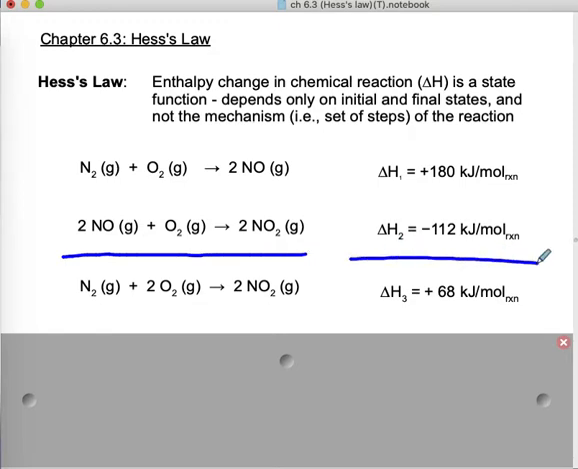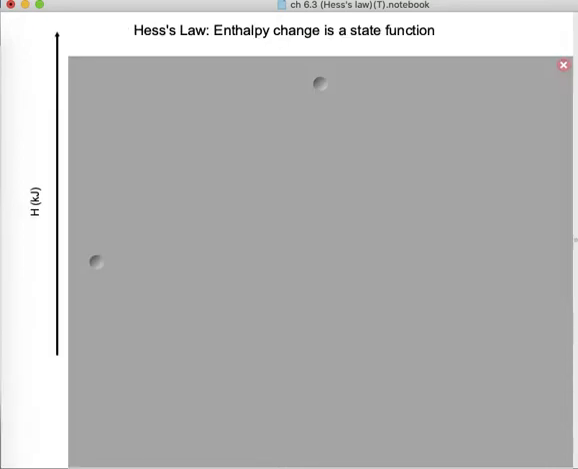If I add the first two equations together and cancel what appears on both sides, namely the 2 moles of NO formed as a product in the first step and the 2 moles of NO used up as a reactant in the second step, I add them to get the third equation, and wouldn't you know, adding the two enthalpy changes for reaction 1 and reaction 2 gives you the enthalpy change for reaction 3. So it doesn't matter if it's a stepwise process or a single step, the overall difference in enthalpy is the same. Here's what it looks like on a potential energy diagram.